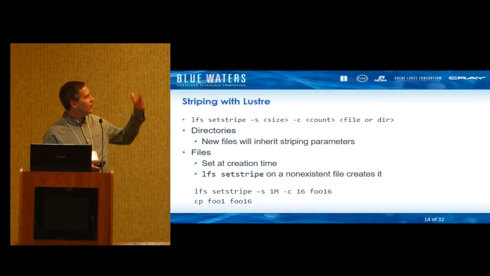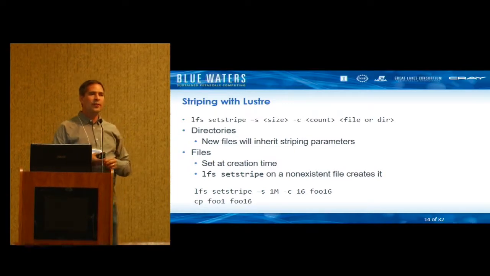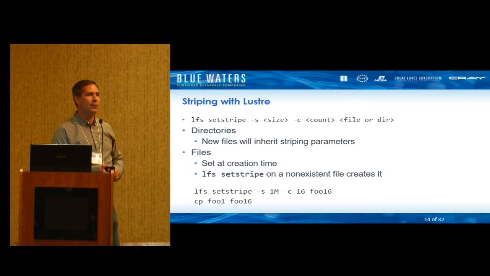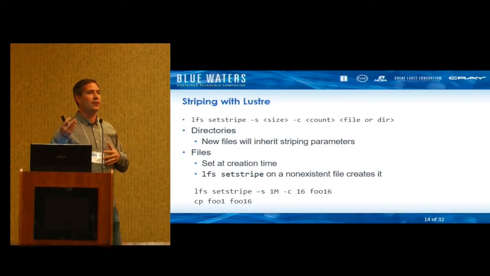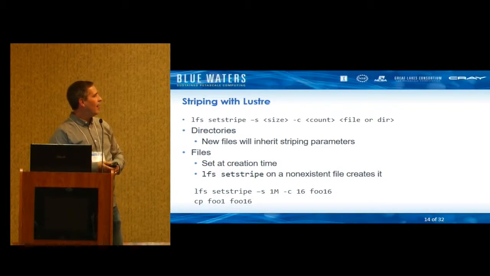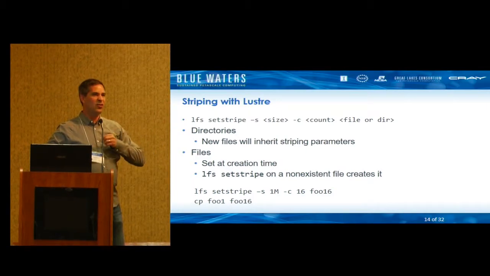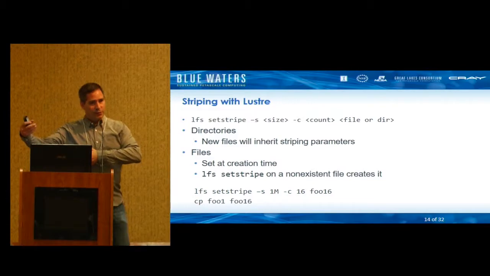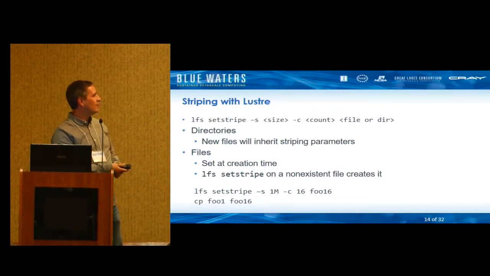So with directories, it'll set the inheritance, and with files, it's important to know you can only set it at the time you create the file. Once it already exists, you can't change the striping. If you do lfs setstripe on a file that doesn't exist, it will create an empty file with your desired parameters. Now, if you have a file that you want to change the striping for, what you can do is create an empty file with the parameters you want, and then just use the cp command. And it will transfer the contents into the new file with the new file's striping parameters.